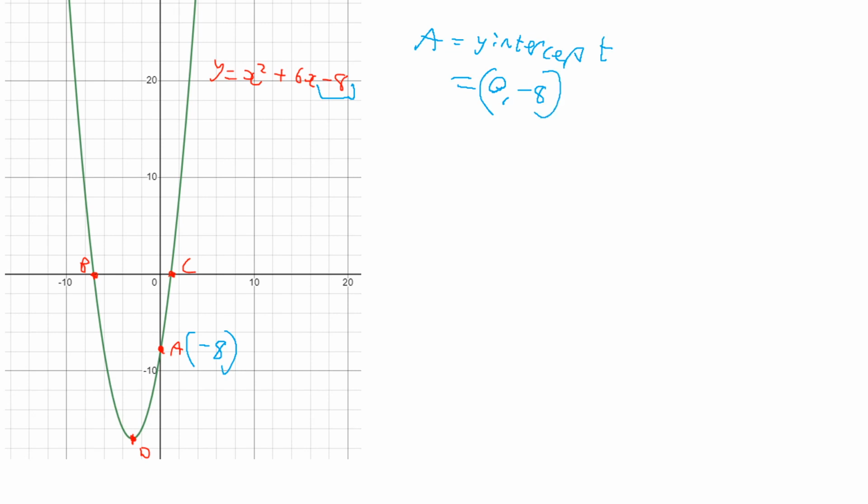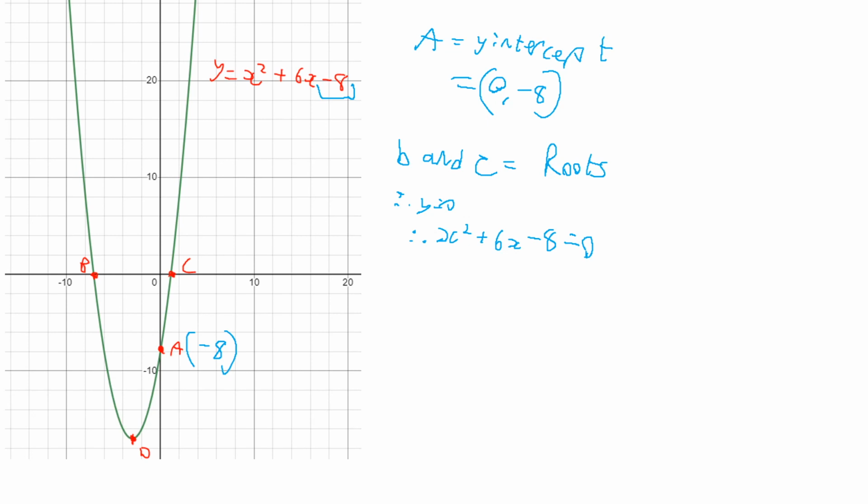For parts B and C, we need to solve the equation, because B and C are the roots. So we say y is equal to 0, and therefore x squared plus 6x minus 8 is equal to 0. Think of two numbers that add up to make 6 but multiply to make minus 8. I don't know, so let's use the quadratic formula.